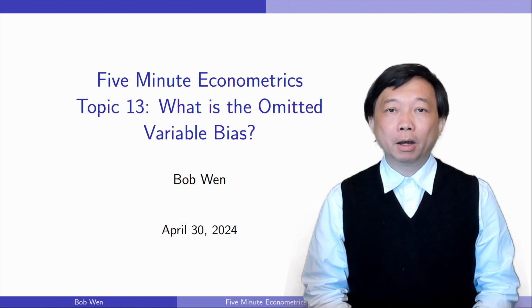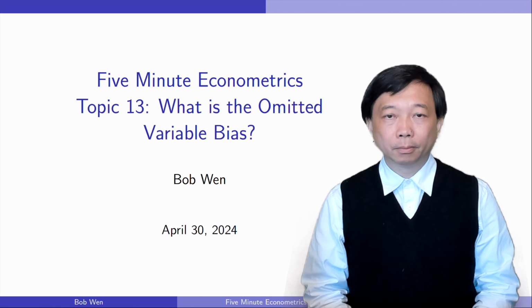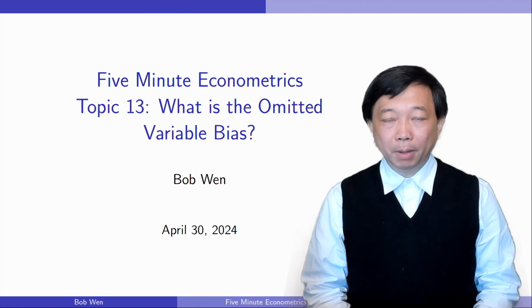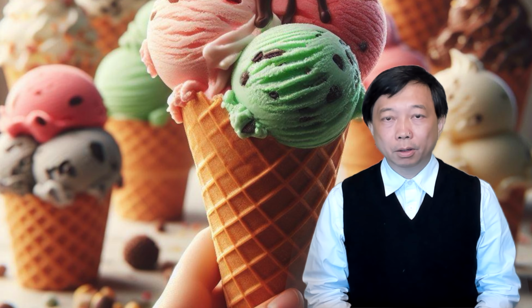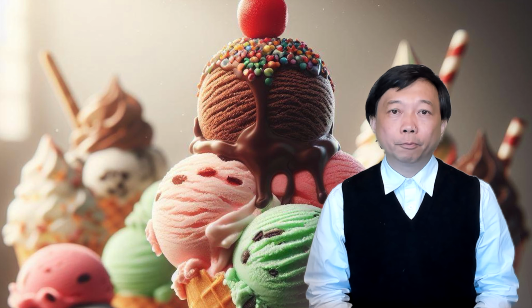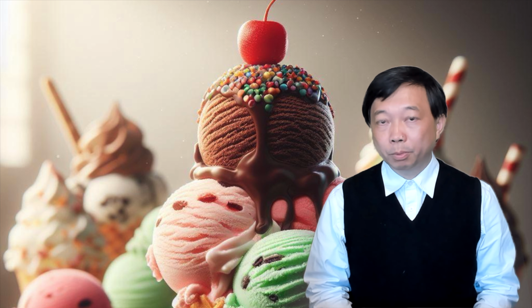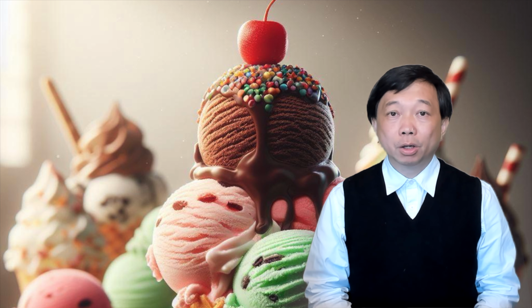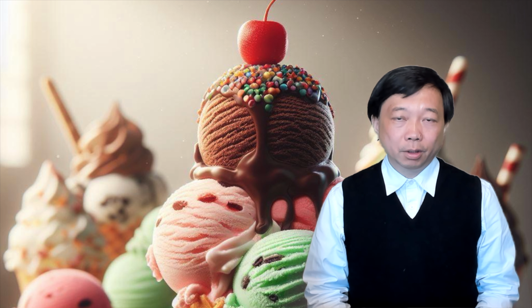Let's start with a case in my hometown. In the summer, the number of wildfires increases, while the ice cream sales also rise simultaneously. If we regress the number of wildfires on the number of ice cream sales, we may obtain a positive and statistically significant slope coefficient. Could we conclude that the ice cream causes the wildfires?